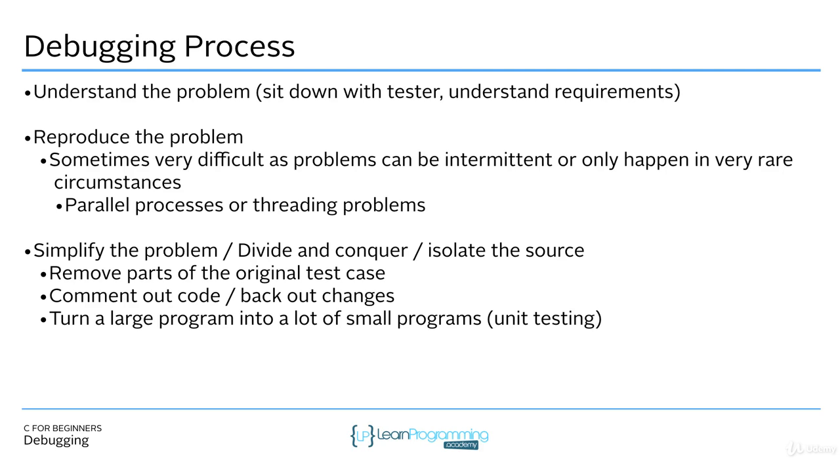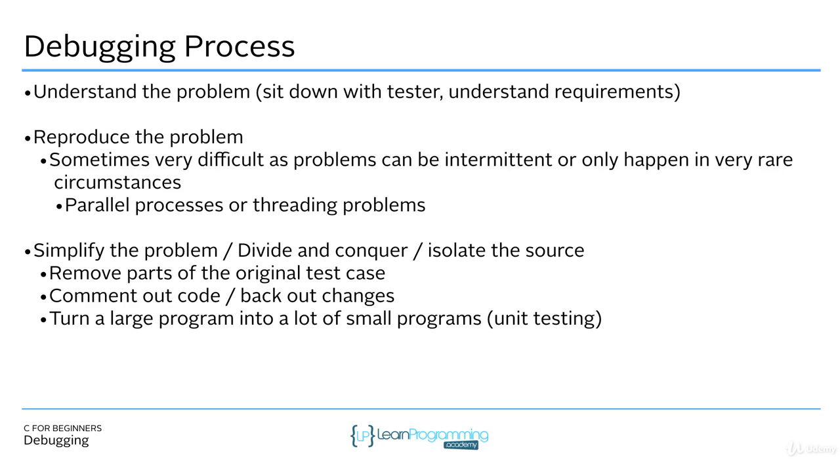Also, if you comment out code, you're going to have less code where the bug can actually happen. So as you're commenting out code or backing out changes, the bug may go away. And if the bug goes away, that tells you that the code that you commented out may have been causing it. What you essentially want to do, though, is turn a large program into a lot of small programs, either via testing or commenting out.